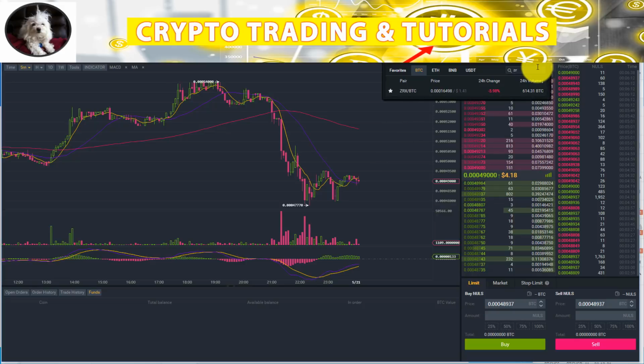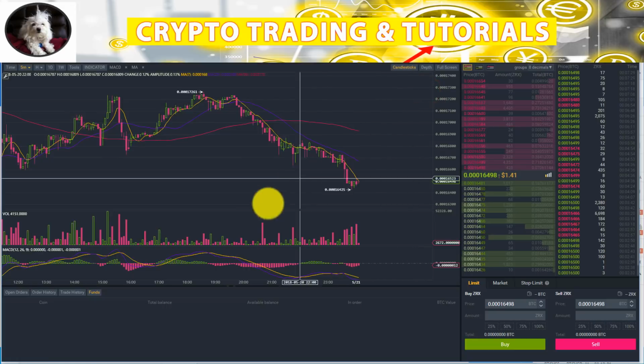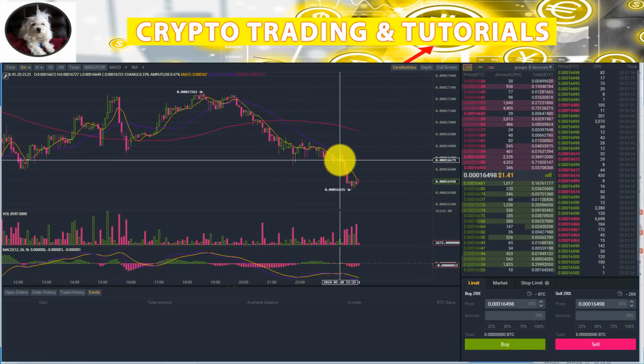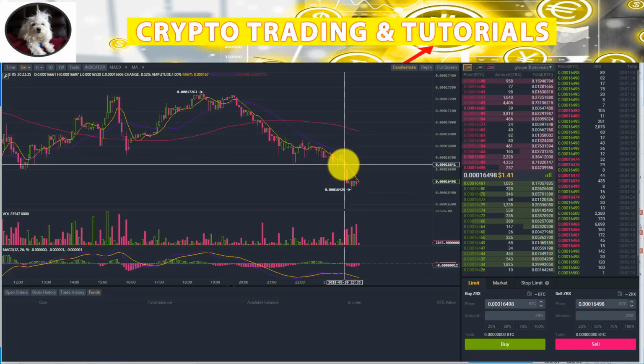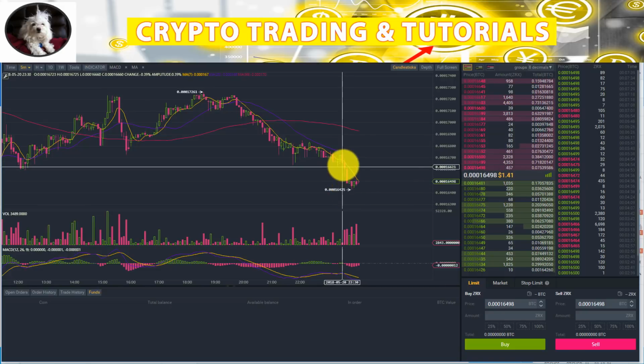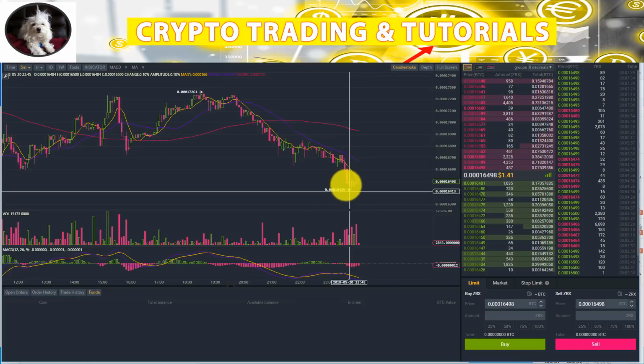So if we go to ZRX, because I think that one's dipping more, this is dipping, right? The dip is a retracement. Okay. So why do things move? Well, this is one of the reasons.